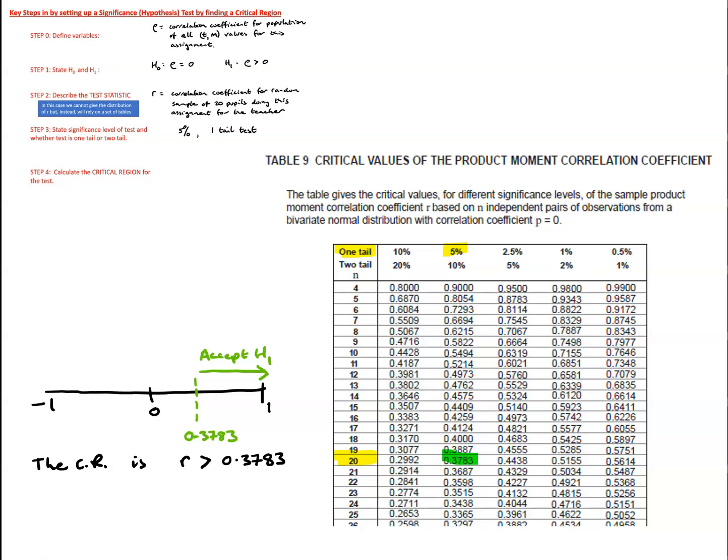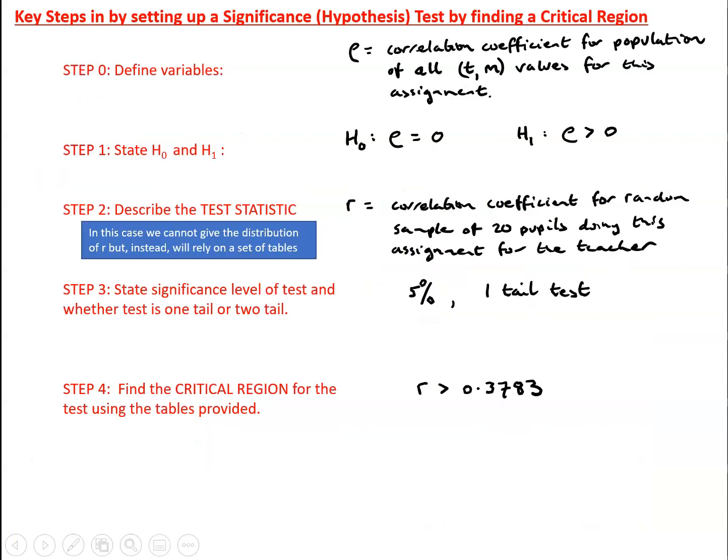0.3783. We should just at this stage comment, though, that if our alternative hypothesis had been that rho was less than 0, then the critical region for the test would have been r is less than minus 0.3783.